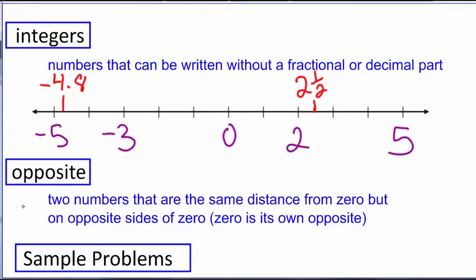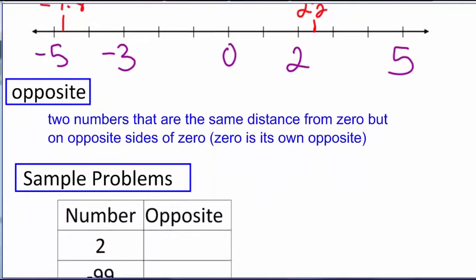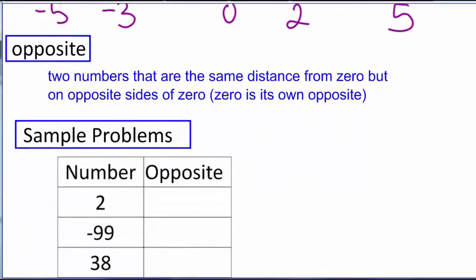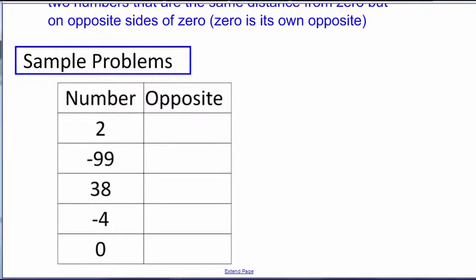An opposite are two numbers that are the same distance from 0, but on opposite sides of 0. And 0 is its own opposite. So let's look at some samples here. If I have 2, its opposite is going to be negative 2. If I have 99, its opposite will be positive 99. 38 will be negative 38. Negative 4 will be positive 4. And 0 is its own opposite.